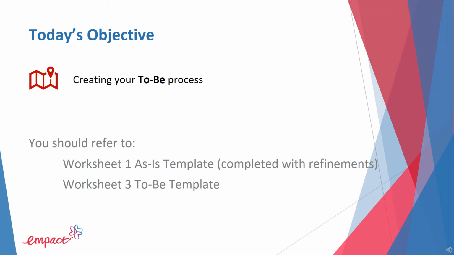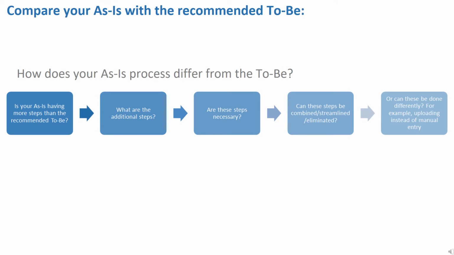Before we continue, be sure to have your refined as is worksheet, alongside with the to be worksheet 3 template ready with you. Putting them side by side, compare the two using the thought process that we propose. How does your refined as is differ from the recommended to be? If your as is has more steps, can it be further refined to resemble the to be?